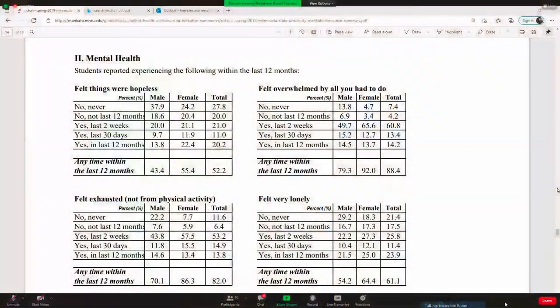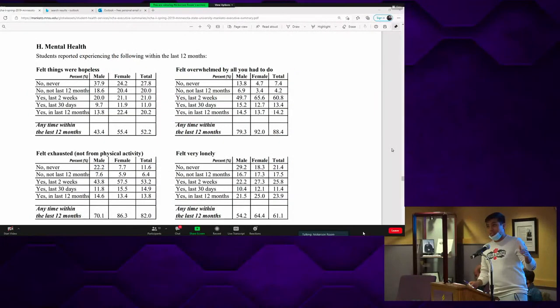You could pull that PowerPoint or PDF up, please. Okay, so this is the data from the National College Health Assessment. As some of you know, I was working on Mental Health Awareness Week a couple of weeks back. Doing my research on that, this is data from Mankato State. All of the data that you're seeing is from 2019. They do not have 2020 data as of yet.